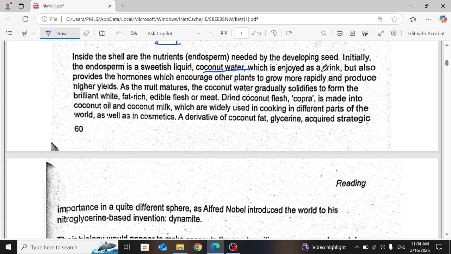We discussed it in the question as well, and it has other uses, but it also provides hormones which encourage other plants to grow. So coconut water is used as a hormone source. Okay, so hormone might be the answer to another question.